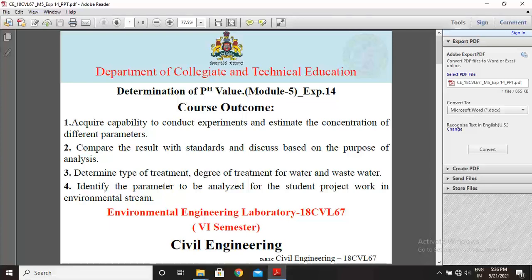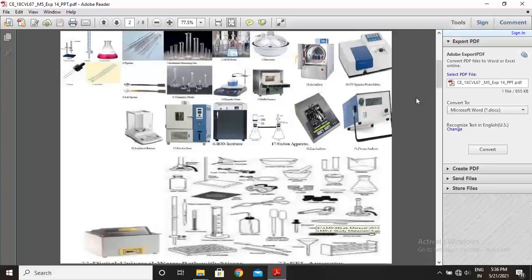The title of the subject is Environmental Engineering Laboratory and the subject code is 18CVL67. This comes in the 6th semester of Civil Engineering Department. Let us see, these are the apparatus and equipments used in the environmental engineering laboratory. All of you remember these apparatus and equipments and how they are used in the execution of all the experiments.